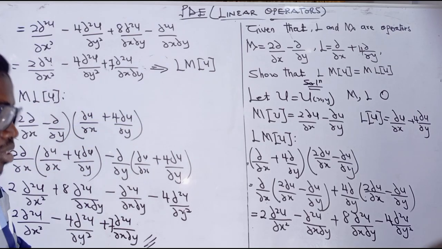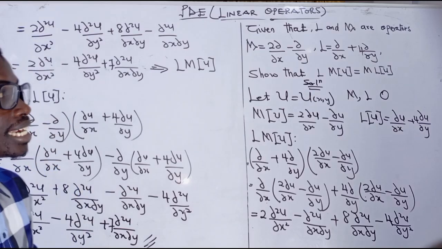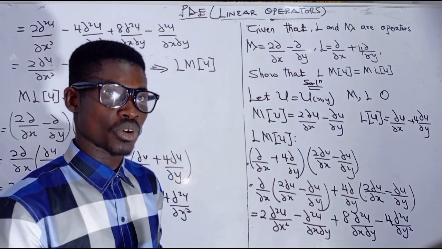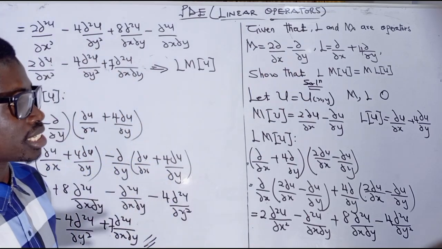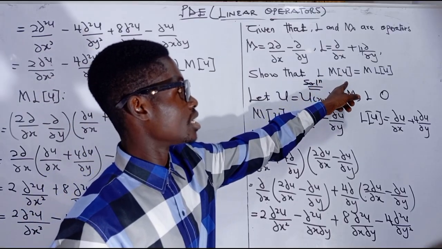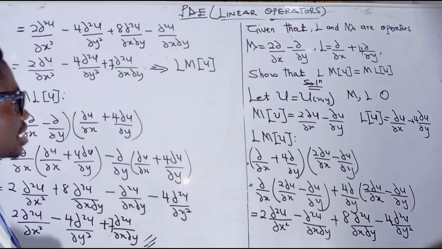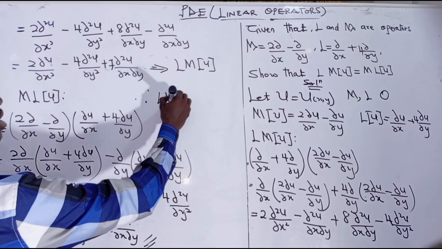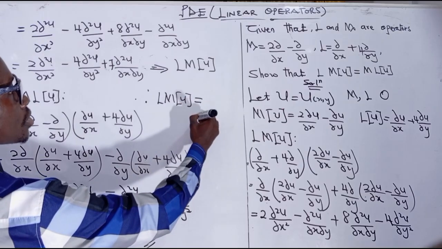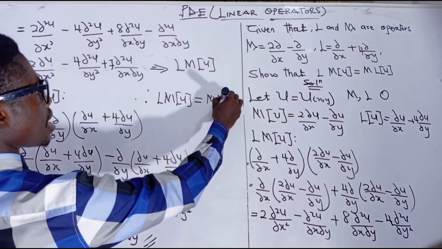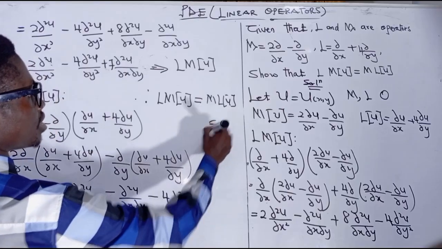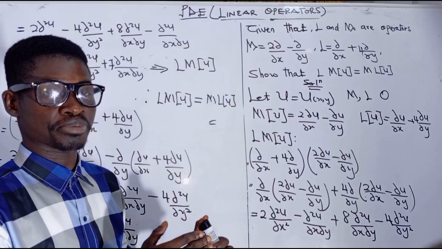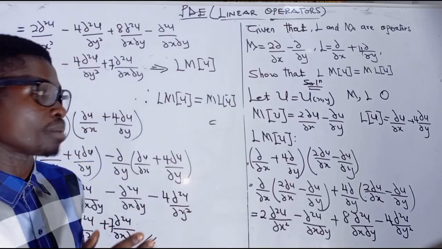That is why we are saying that when you have 2 linear operators with constant coefficients, then the commutative property holds for that linear differential operator. So we can say that LMU is equal to MLU. Very, very easy and simple. So in conclusion, you can say that LMU is equal to MLU. Very easy and simple. Let's look at linear operators with variable coefficients.